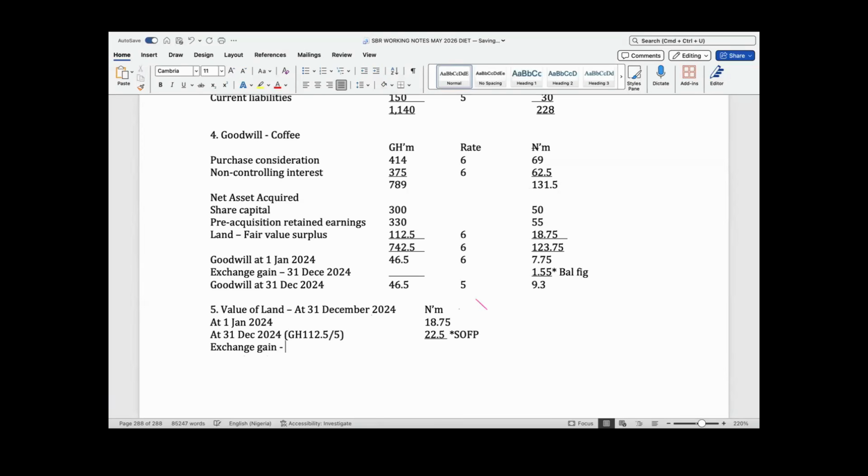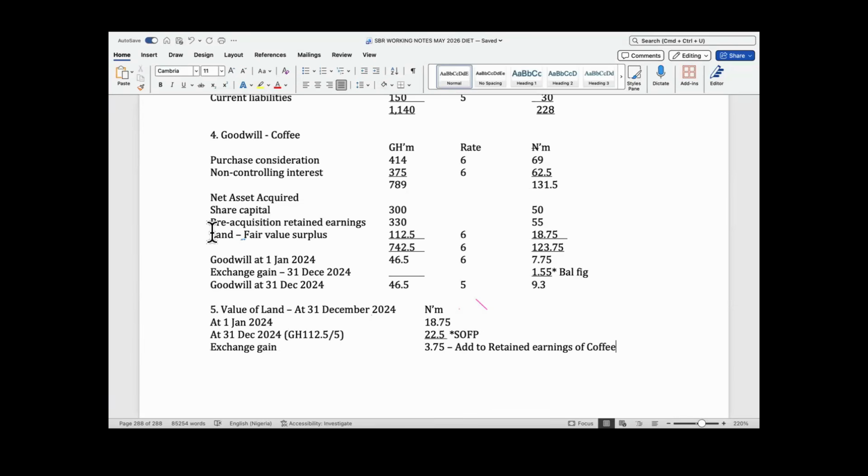on this land that I'm going to add to retained earnings of the foreign subsidiary. And how much is that? 3.75. So I'm going to add to retained earnings of profit. I know exactly what I want to do with every one of my adjustments. Where is it going to? Because that's what matters. What am I doing with this? I know exactly what I'm doing.